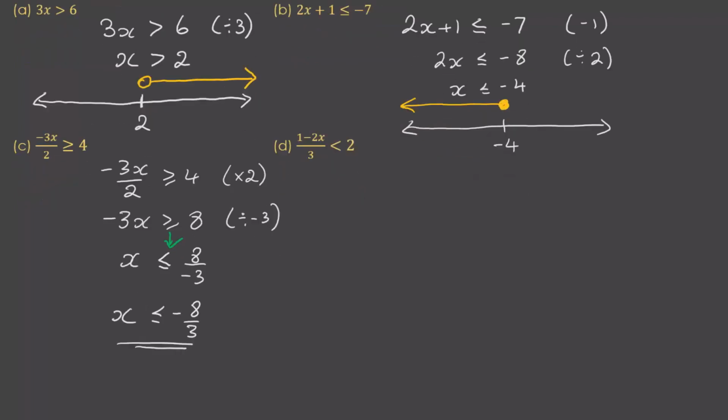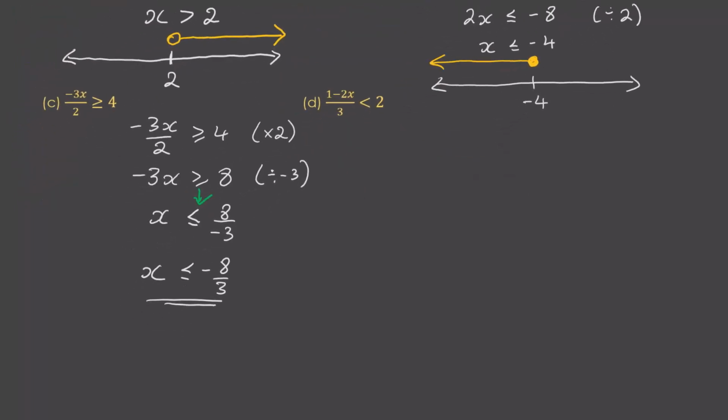So I want to put that on a number line. So we'll put -8/3 here. x is less than or equal to that. So less than or equal to is going to be like that.